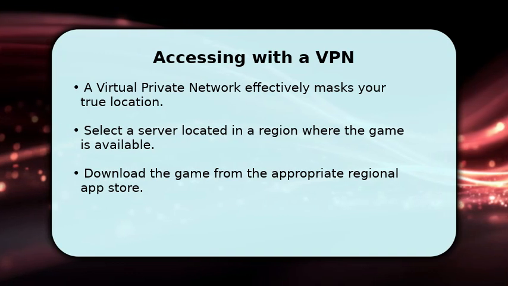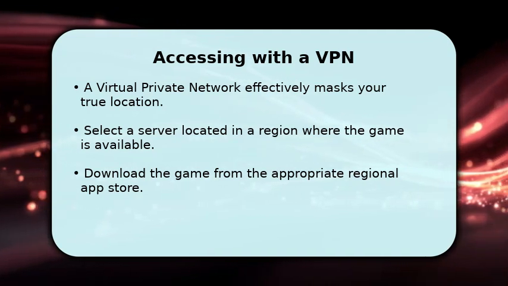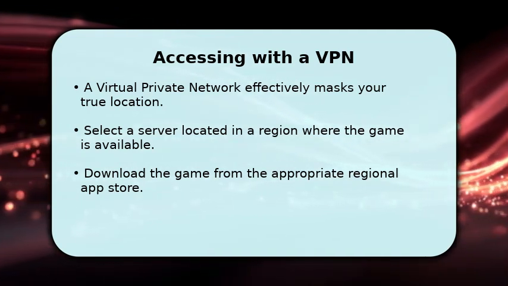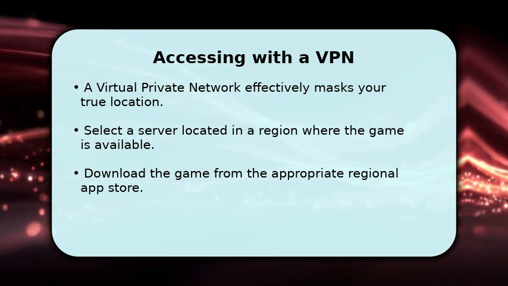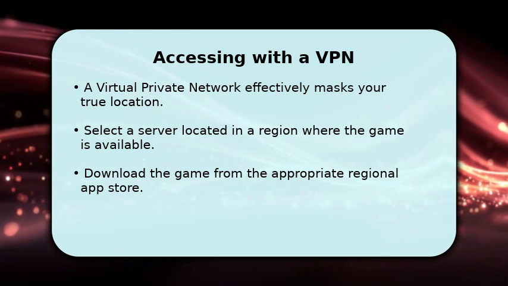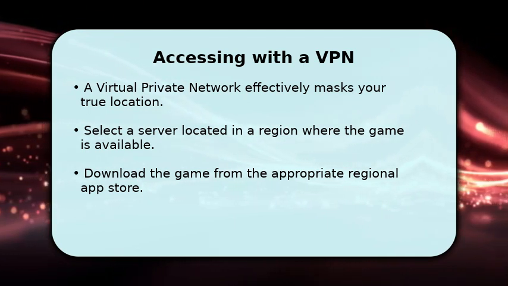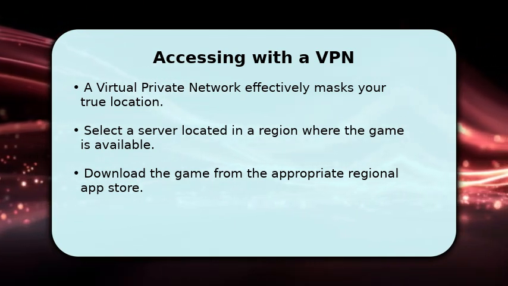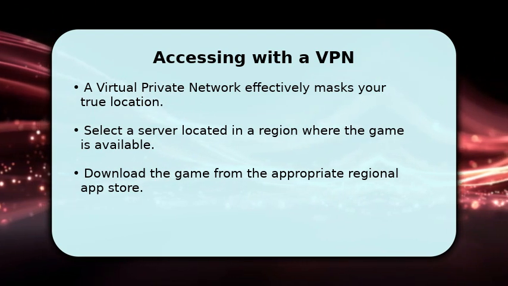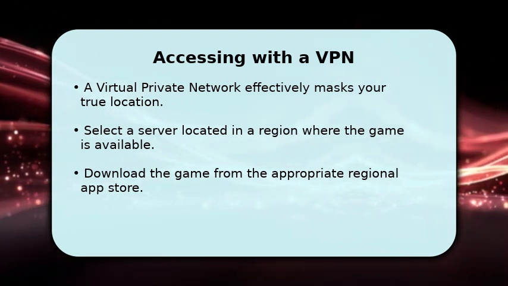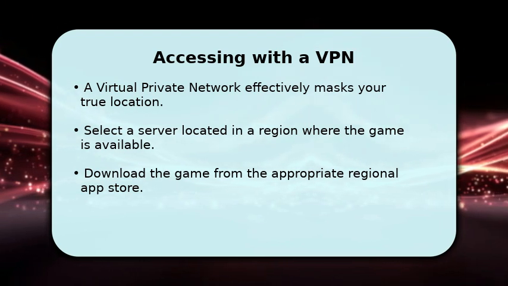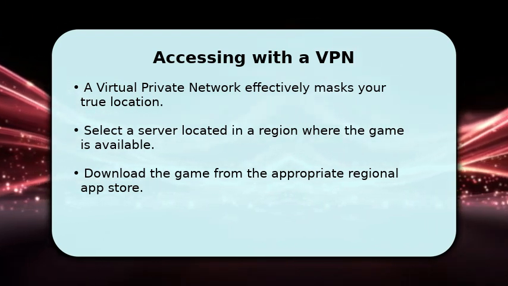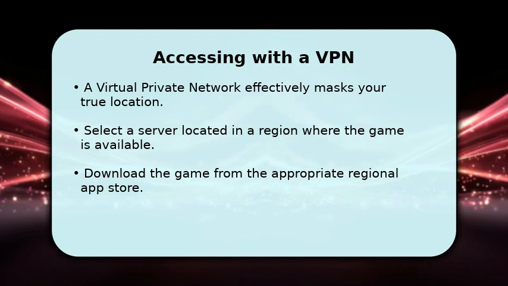One effective method is using a virtual private network, or VPN. A VPN allows you to appear as if you are browsing from a different country, bypassing regional blocks. Simply choose a reputable VPN service and connect to a server in a country where the mobile version of Fall Guys is officially released. Then, you can access that region's app store and download the game. Remember to keep your internet connection strong for smooth gameplay.